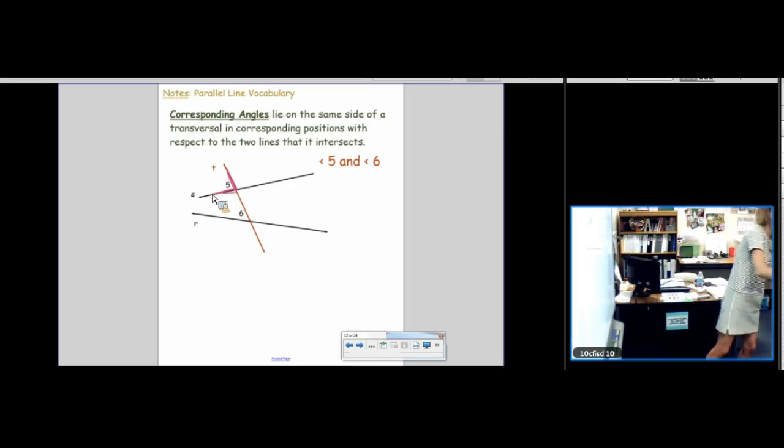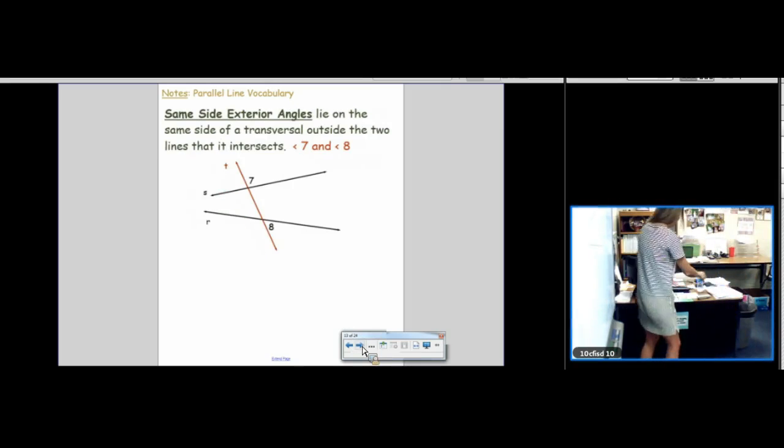Exterior. Out is a good word, too, but the word they chose is exterior. So that's the next one. Same side exterior angles. Are they on the same side of the transversal? Yeah. Check. They're both on the right. But this time, if S and R created a house, they would be outside the house. They would be outside. So exterior.